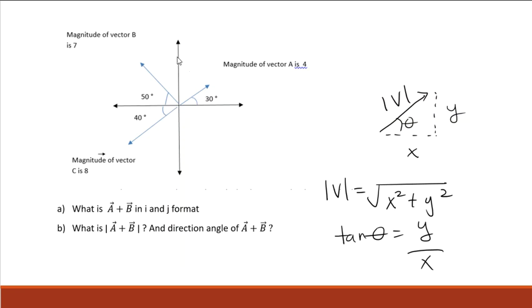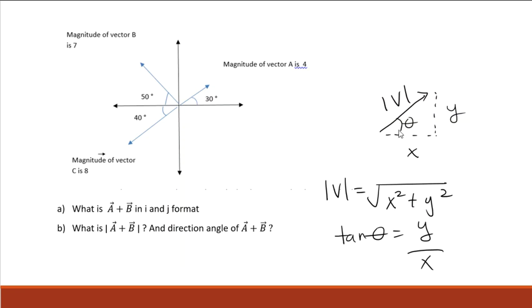Let's look at vector B in the y direction. That's up, so it's positive. So it's 7 sine 50 degrees. That gives you the y component of vector B. Okay, so then you add all the i's together and all the j's together to get the ij format for vector A plus vector B. After you get that ij format for the vector, then to find the magnitude, it's the square root of the x component squared plus the y component squared. That gives you the magnitude.